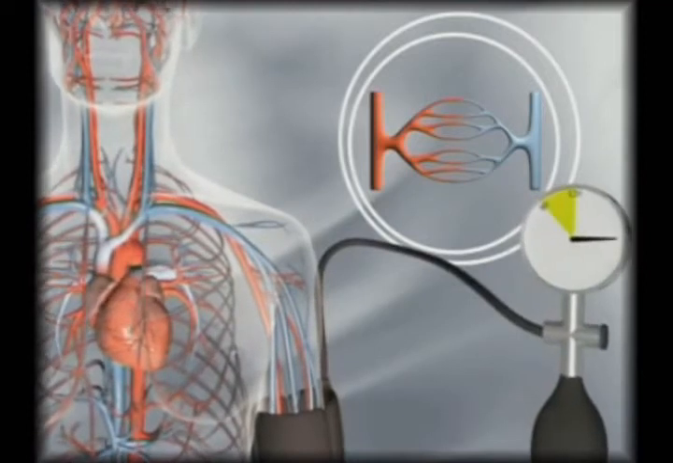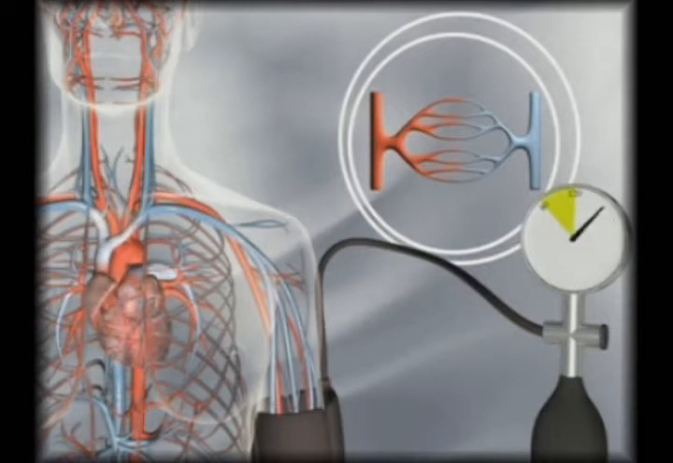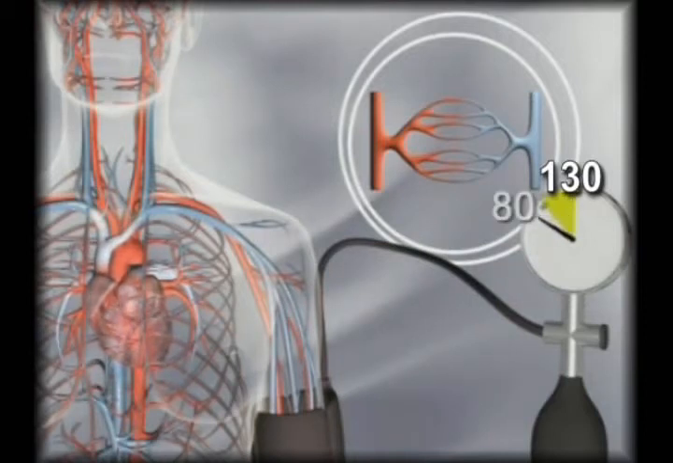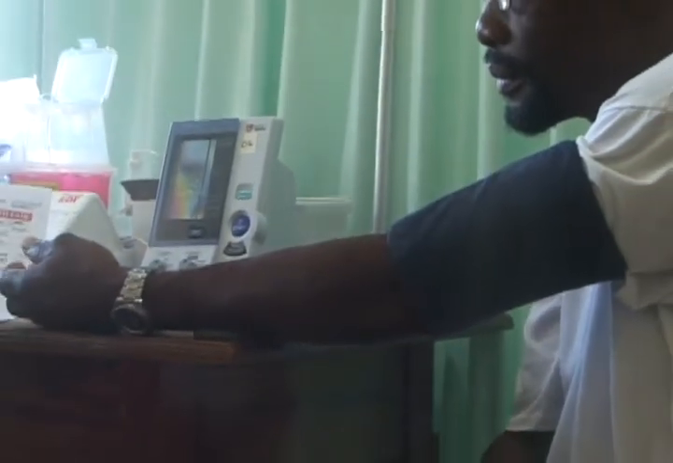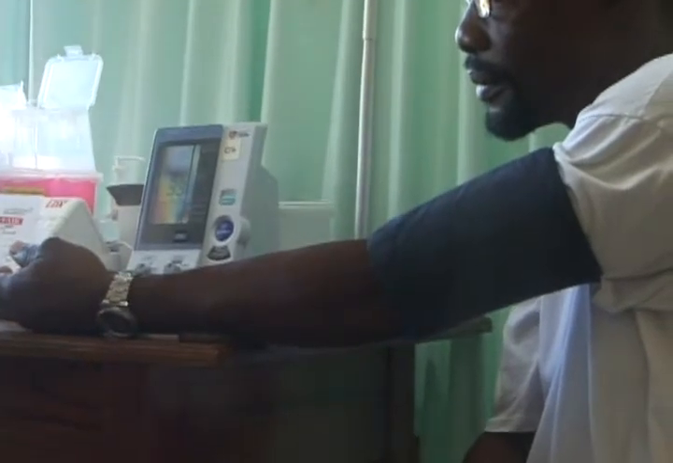You get a top figure, which is called the systolic blood pressure, and then you get the bottom figure, which is called the diastolic. Anything above 130 systolic is considered high blood pressure. For diastolic, it used to be 90, but I think the World Federation has brought it down to 85. So anything above 85 is a high diastolic.